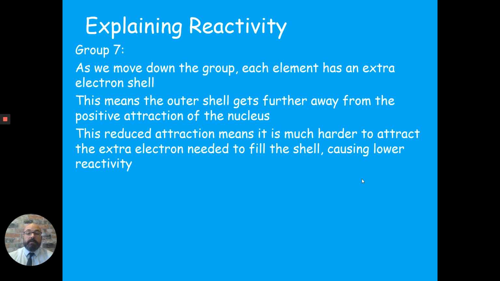Now, obviously, the closer the element is, so the higher up the group, the closer the outer shell is to the nucleus, the stronger the pull of the positive nucleus, and the easier it is to draw in that extra electron. So the further away, as you go down the group with those extra shells, the harder it is to attract in that extra electron. So they are less reactive.